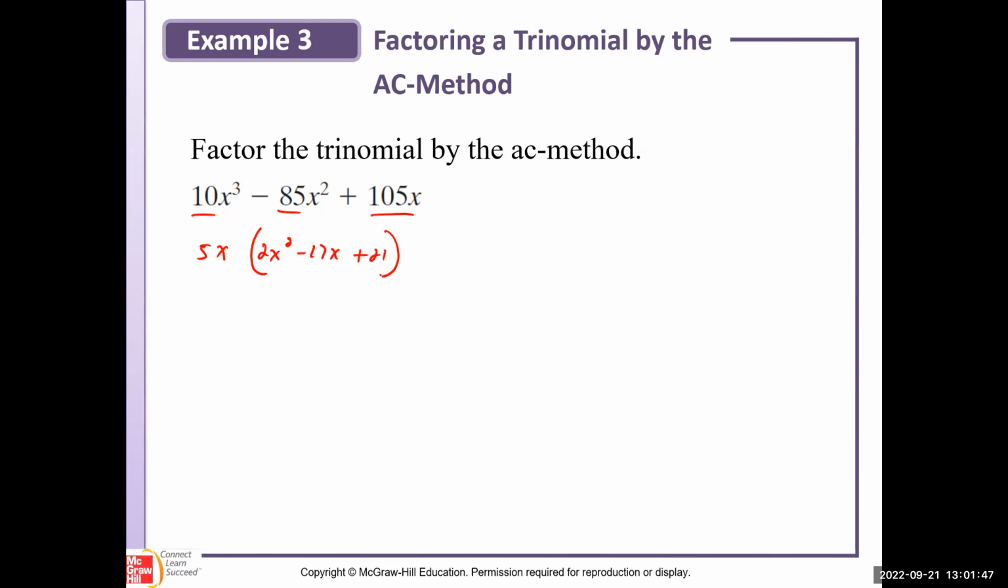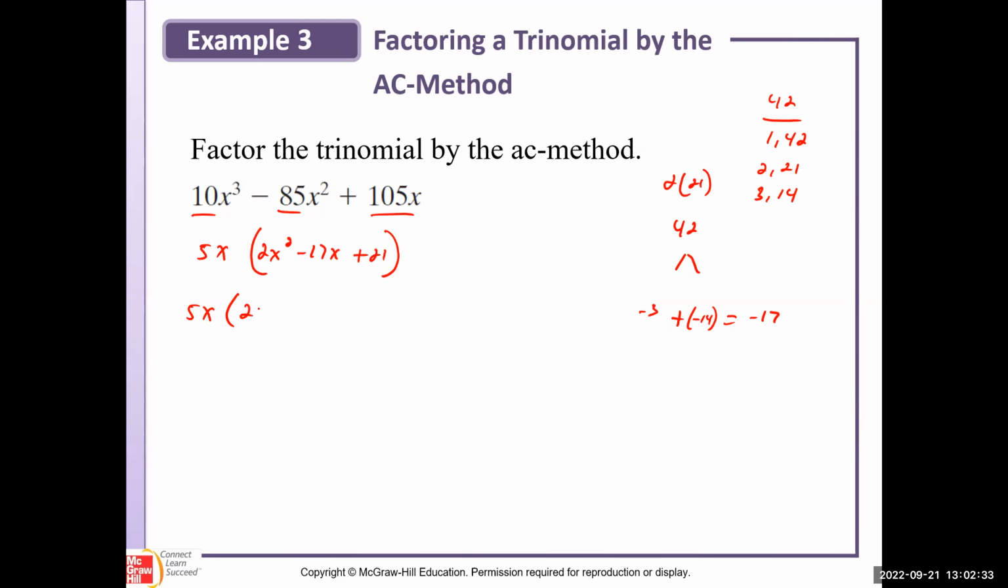And so now I'm going to do 2 times 21, which is 42. And then I need factors of 42 that add up to negative 17, right? That's what I'm looking for. So for 42, I do 1 and 42, the next one is 2 and 21, and I can also do 3 and 14. You can see that the 3 and the 14 give me 17 if I add those. So it's going to be negative 3 and negative 14. Negative 3 times negative 14 is a positive 42, which is what I need, and negative 3 plus negative 14 is my negative 17.